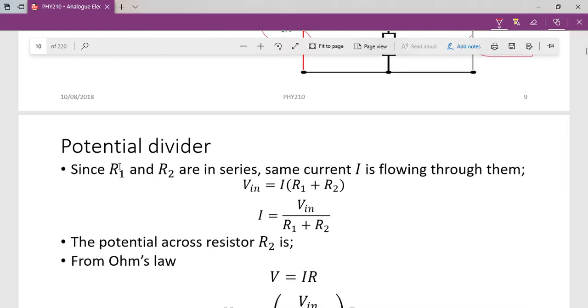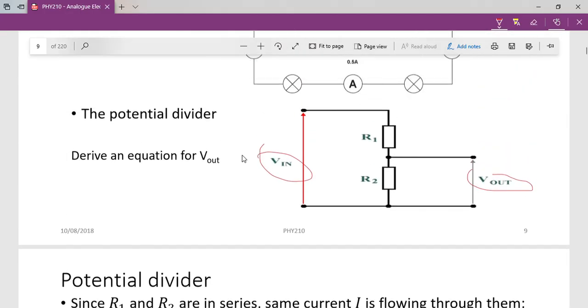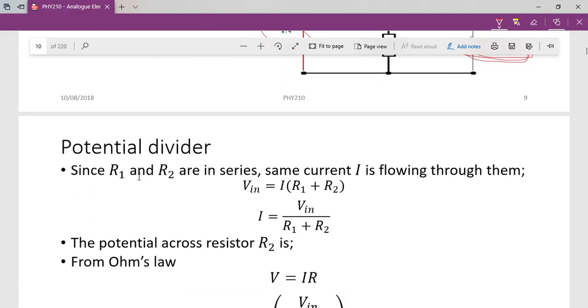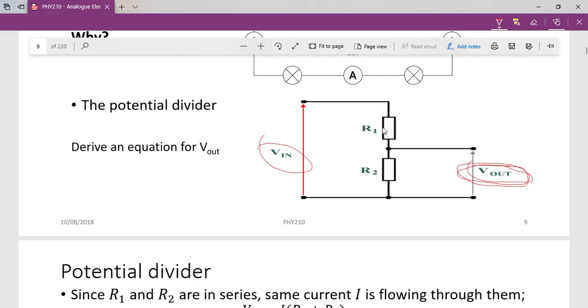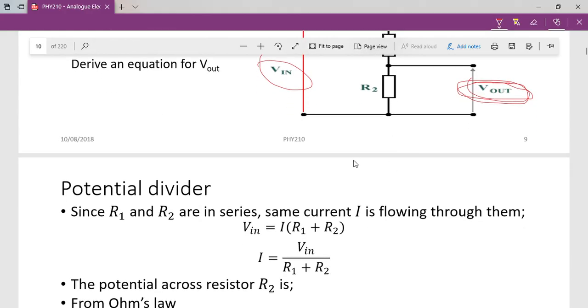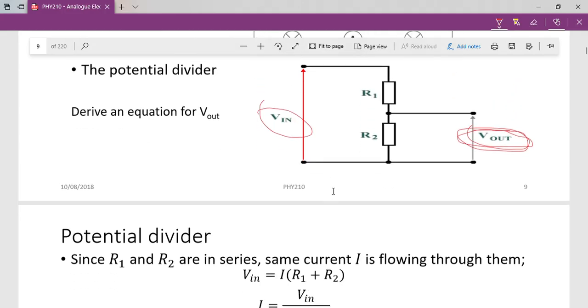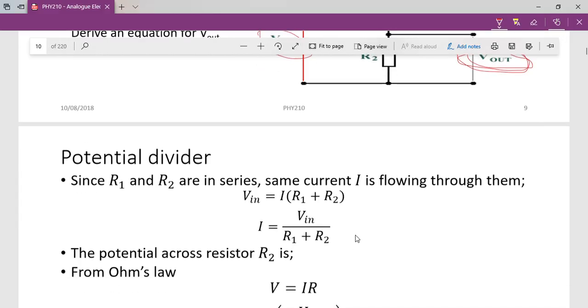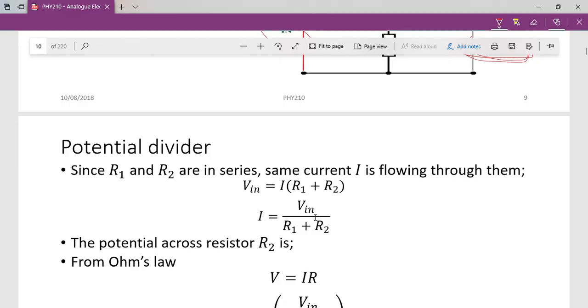Now how to formulate a potential divider. Assume you want to calculate the voltage output, this voltage output. Now we can consider this formula. Looking here, R1 and R2 are in series. It means the same current is flowing through R1 and R2. Now if you want to calculate V1, you take V1 equal to I times R1 plus R2. Make current the subject, then I is V1 over R1 plus R2.